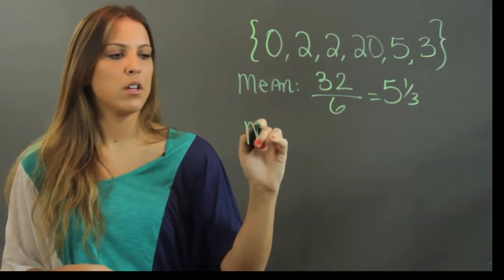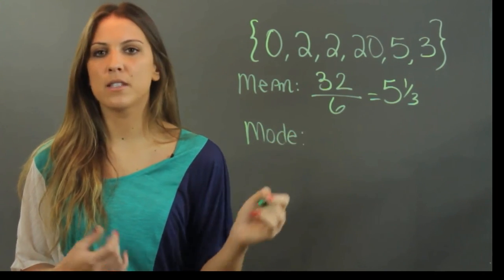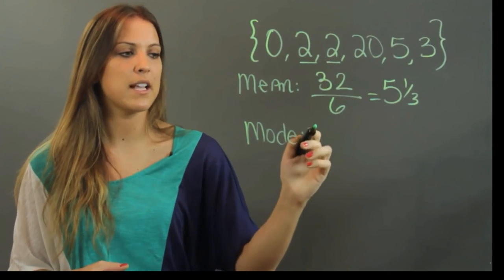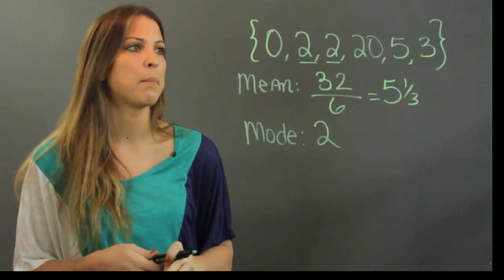My mode is the number that appears the most. So if I look at my set of data, the number that appears the most is 2, because that's the only number that appears more than one time.